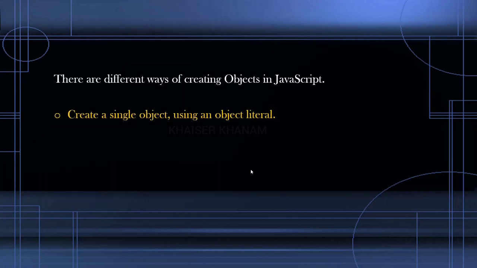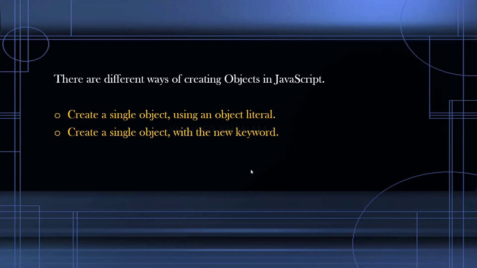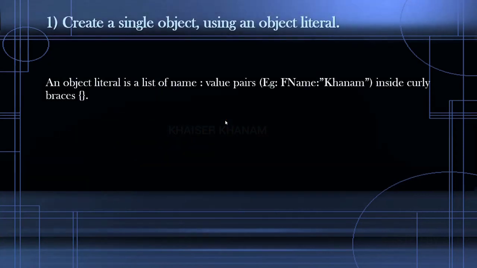First is using object literal and second is using the new keyword. One by one we will see these, and we are going to see this practically as well. First, let's talk about object literal. Creating a single object using the object literal means that when we create the object, inside it we have key value pairs, that is name and value, separated by a colon. When we give a second property, it is separated by a comma.